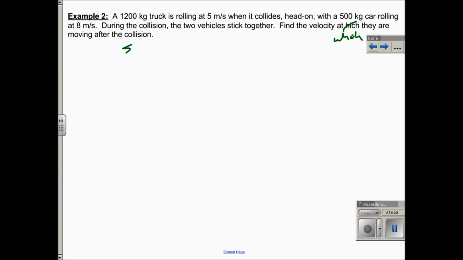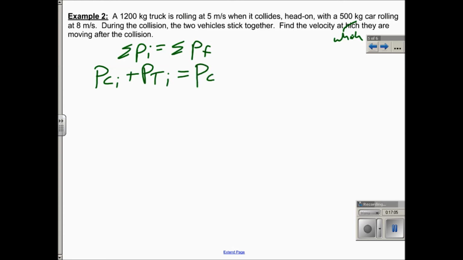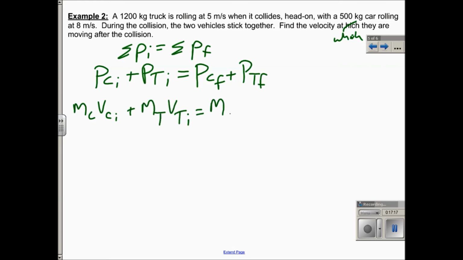So here's what we know. We know the total momentum before the collision is the same as the total momentum after the collision. That means that the momentum of the car before the collision plus the momentum of the truck before the collision has got to equal the momentum of the car after the collision plus the momentum of the truck after the collision. So mass of car, velocity of car initially, plus mass of truck, velocity of truck initially equals mass of car, velocity of car final, plus mass of truck, velocity of truck final. And plug in your numbers.